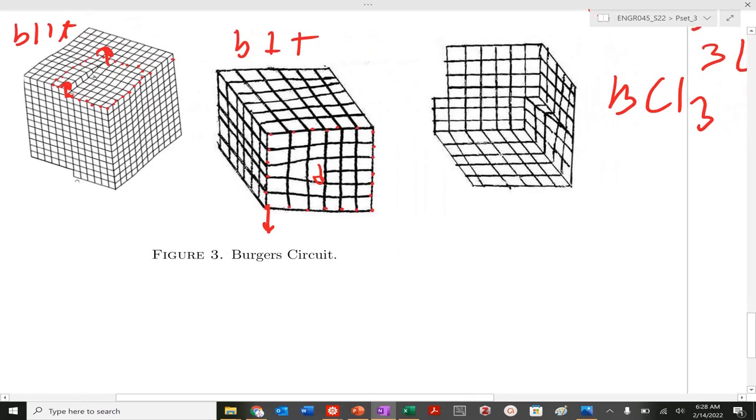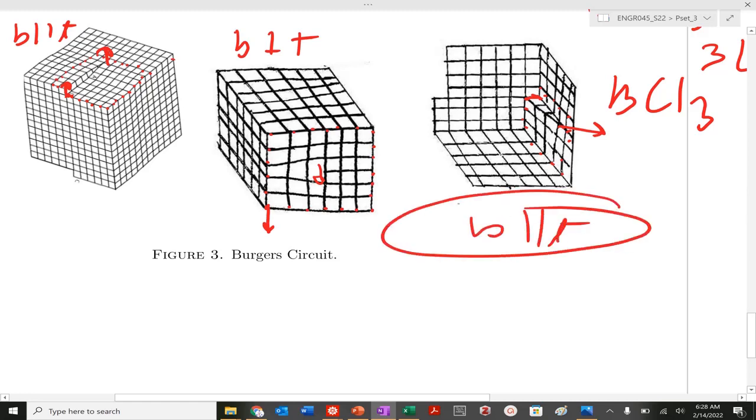And then finally, over here, again, I'm going to choose this one going out of the board. I'm going to start here. 1, 2, 3, 1, 2, 3, 4, 1, 2, 3, 4, 1, 2, 3, 4, 1. Start to finish. Parallel. It's also a right screw. And there we go. That's it.